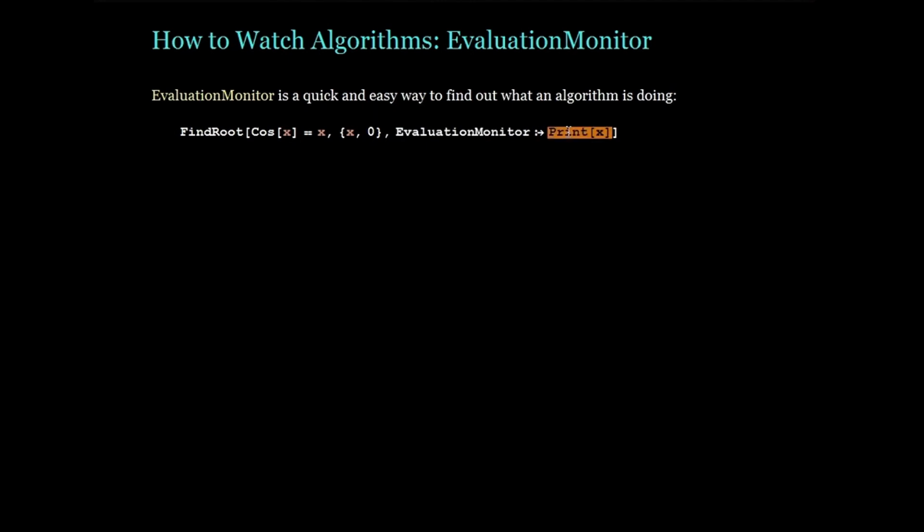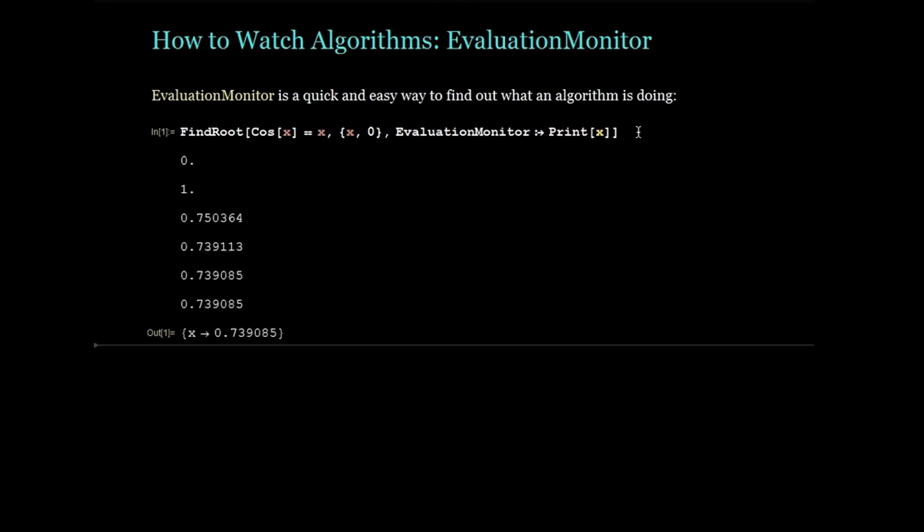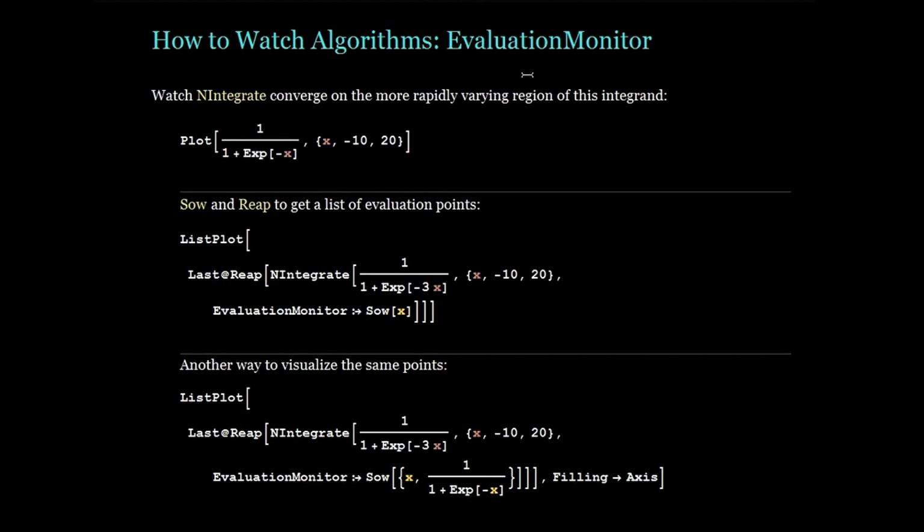Set this option to an action that you want to take every time the operand of the numerical function is evaluated. In this case, we're observing the convergence of this method to the root of the equation. If you want to get a list of the points sampled or visited by a numerical method, then Sow and Reap are a good choice.